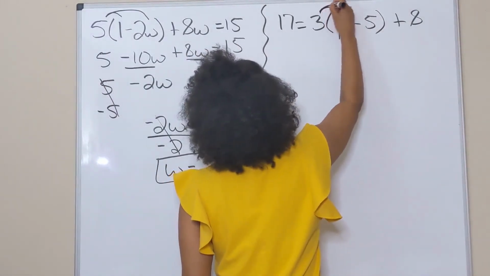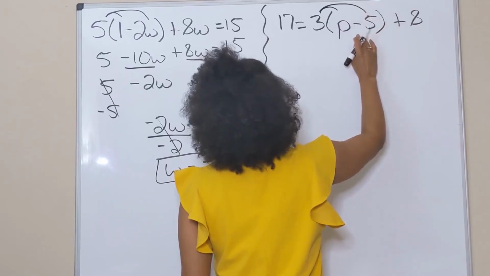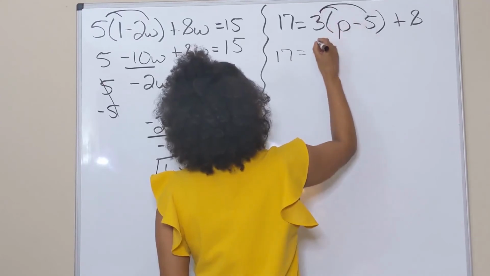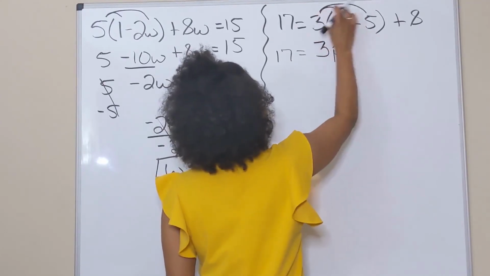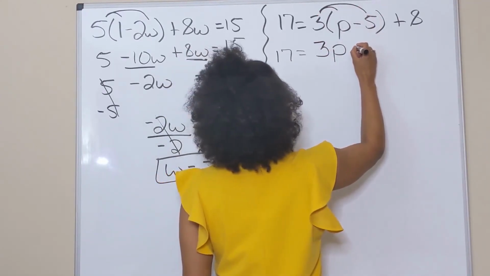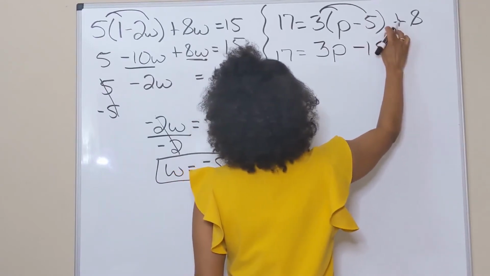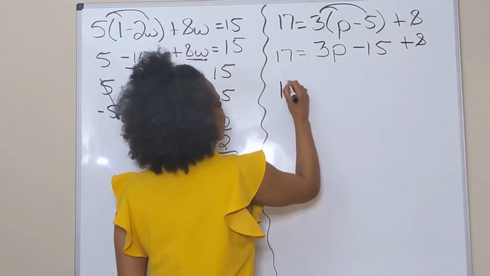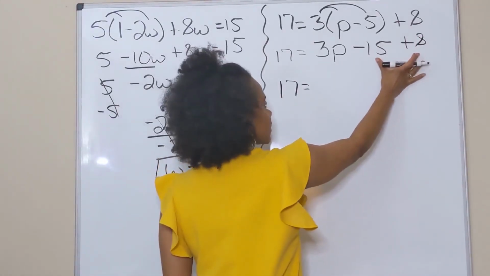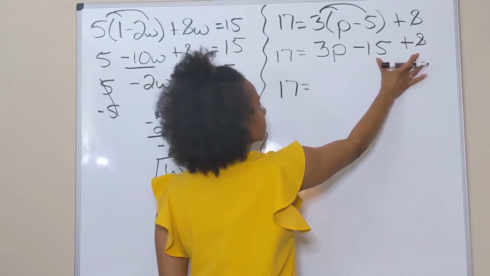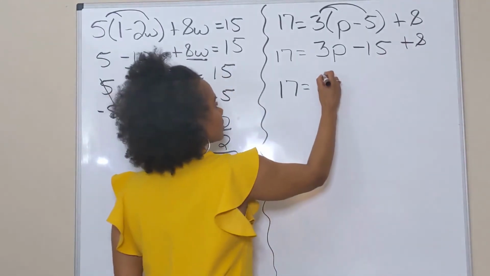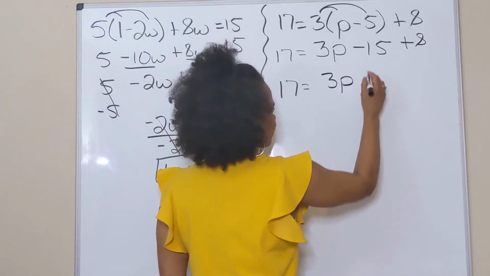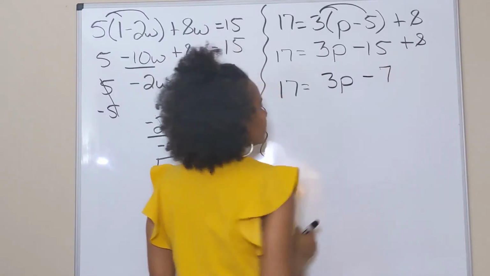I distribute through this 3. So I bring down my 17. 3 times p is 3p. 3 times negative 5 is negative 15. Bring down that positive 8. Like terms, they're both constants, so I can combine those. Negative 15 plus 8. Bring down that 3p. Negative 15 plus 8 is a negative 7.